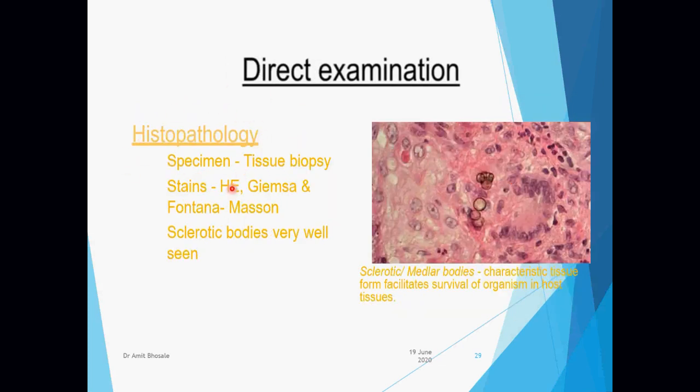Direct examination by histopathology: the specimen collected is a tissue biopsy from the lesion. Stains used are H&E, Gomori methenamine silver and Fontana-Masson stain. Sclerotic bodies are very well seen in the lesion. You can see here the sclerotic bodies typically seen in chromoblastomycosis. Sclerotic medlar bodies are a characteristic tissue form that facilitates survival of the organism in host tissue.